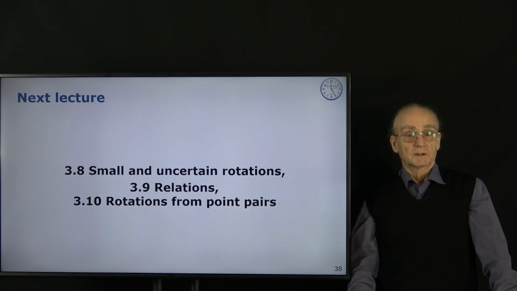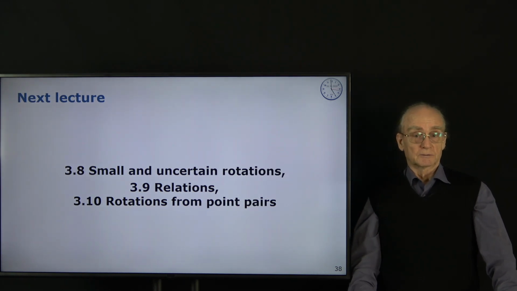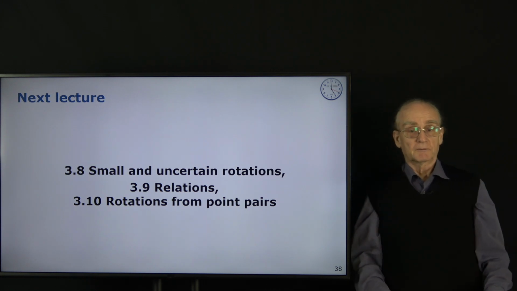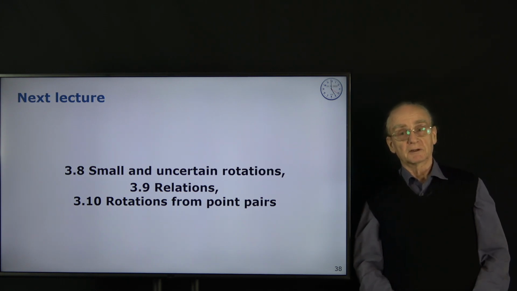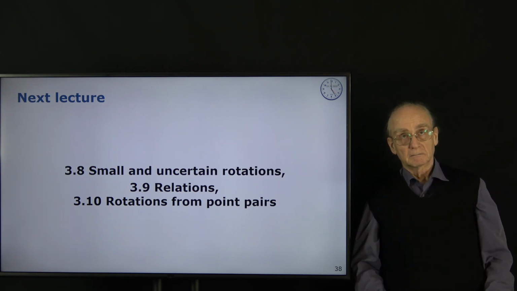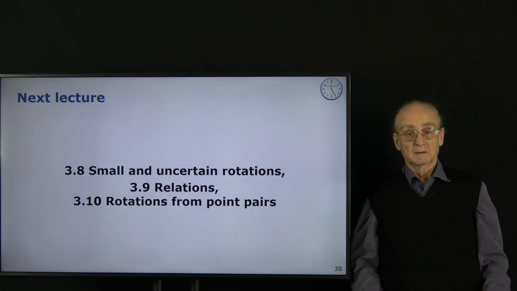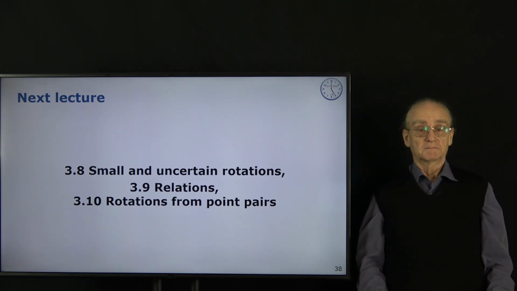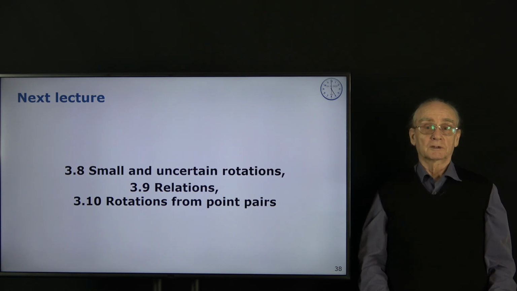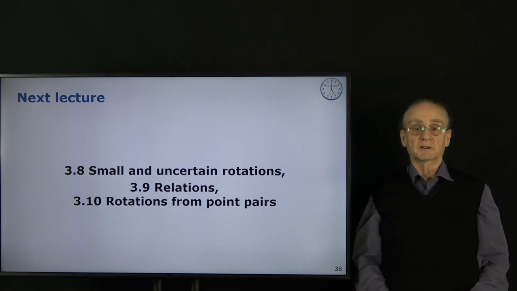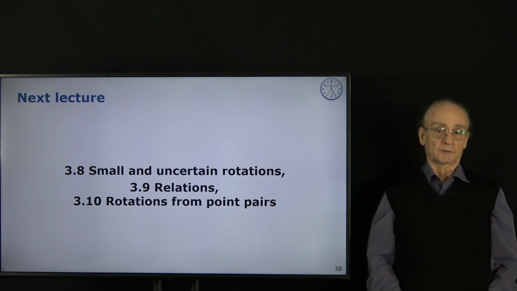Thank you very much. The next time we will talk about small and uncertain rotations. And then we will have a look at the relations between these many, in brackets 7, representations of rotations. And then we have a look at rotations from point pairs. We have seen a general case, but there are also some special cases which are very useful.